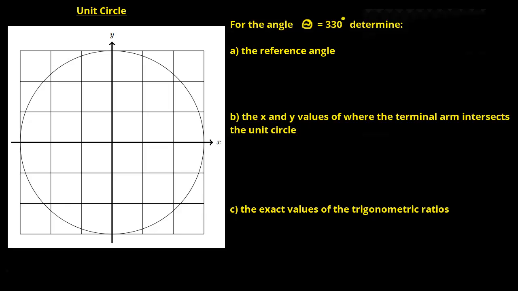Hi everyone, in this video we continue with another example with the unit circle. So we're told for the angle theta is equal to 330 degrees, determine the reference angle. We're also told to determine the x and y values of where the terminal arm intersects the unit circle. And it says the exact values of the trigonometric ratios.